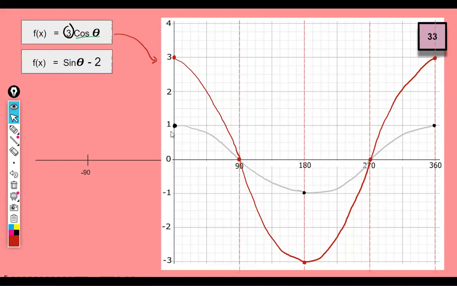If you notice, the x coordinates were not affected. Both graphs go through 90 on the x-axis, 270 on the x-axis. The lowest point is at 180 for both of the graphs. The x coordinates were not affected at all, just the y.